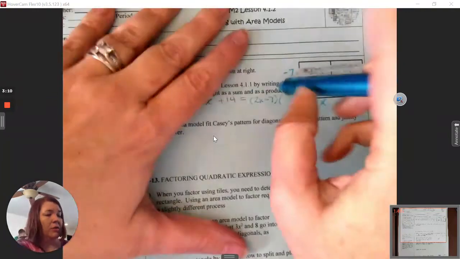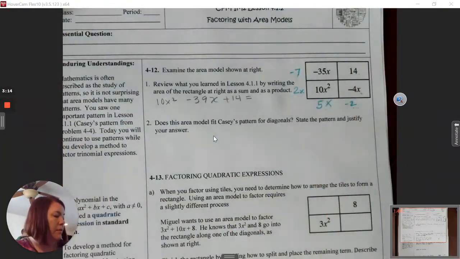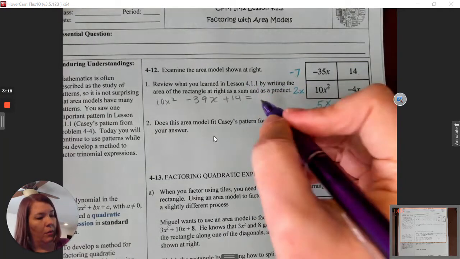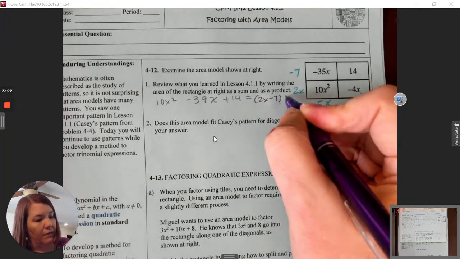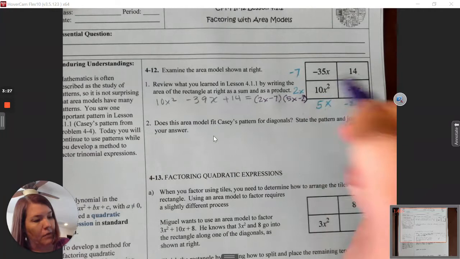Let me actually use a different color for this, just because it's going to run into it. And so we will have 2x minus 7, and then 5x minus 2. And so those are my factors.